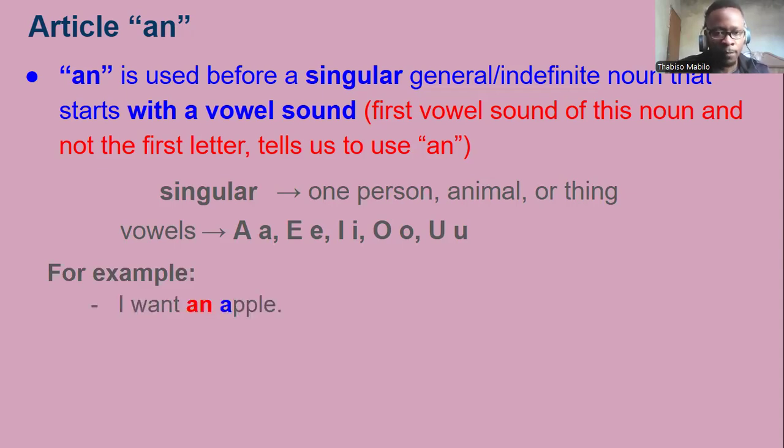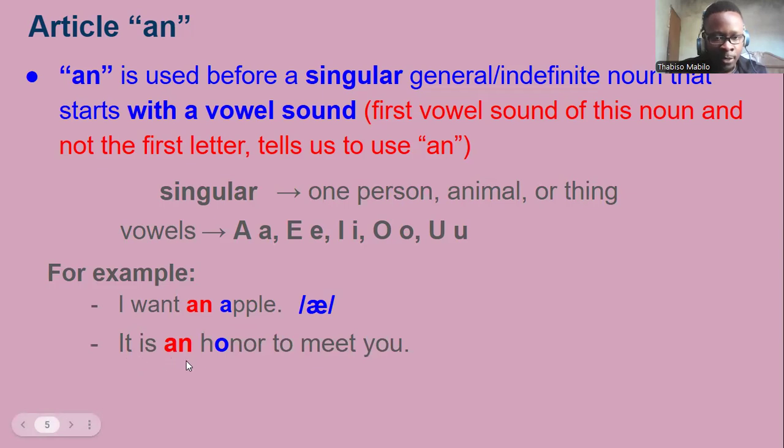For example, "I want an apple." So this is correct. Why did we put an article "an"? Because the noun, which is apple, starts with the sound "a". So that's why we put "an", because the first sound of the noun is a vowel sound. Remember, it's not about the first letter, but the first sound. And remember also, this noun is singular. Apple, one apple. Not two, not three, not four, one. Remember this.